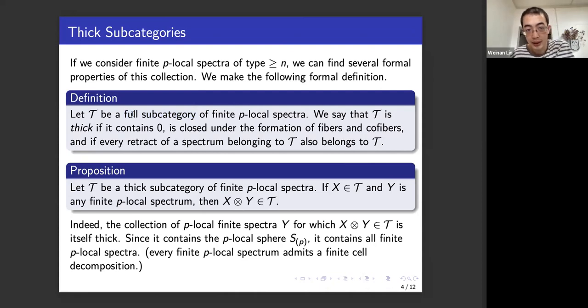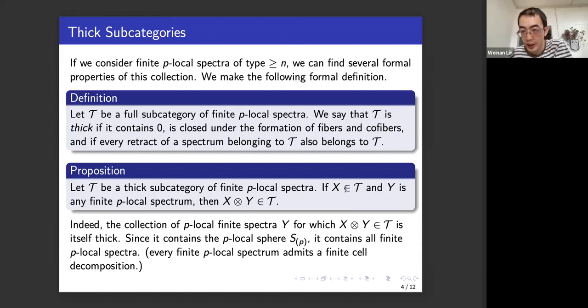So that's just a property for a full subcategory. If it satisfies these three properties, then we say that it's thick. So let T be a thick subcategory of finite p-local spectra.